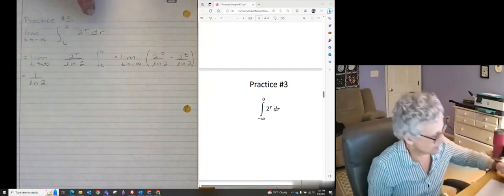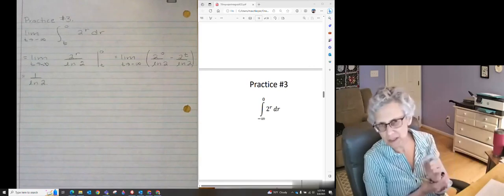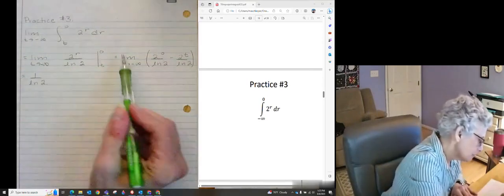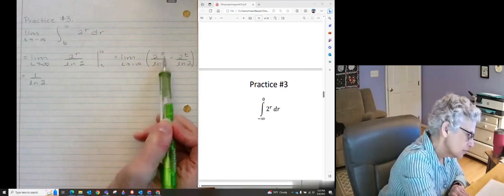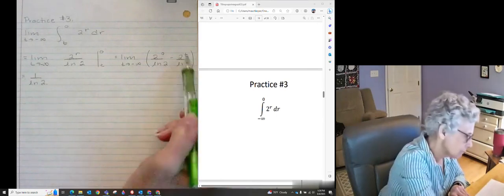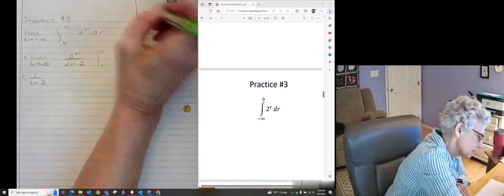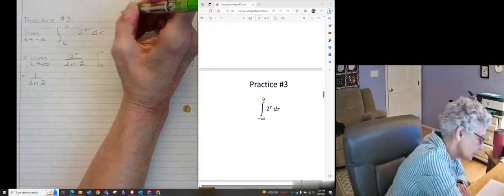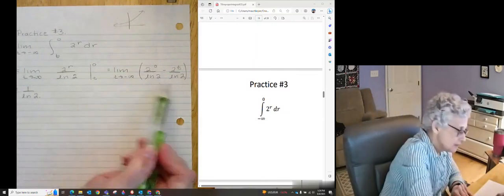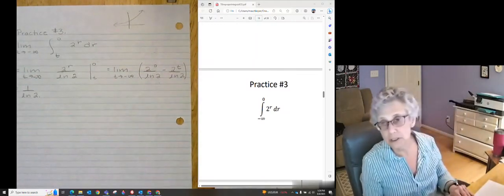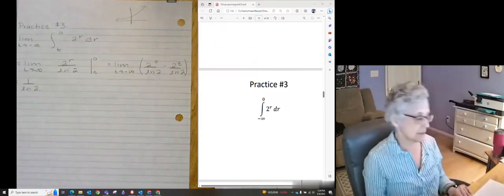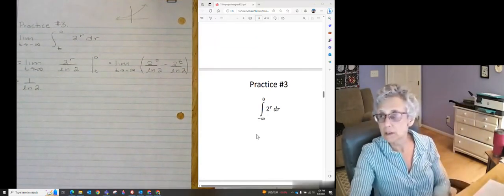It's just the exact same thing divided by the natural log of the base, just like the derivative would have been 2 to the r times the natural log of the base. And then we plug in 2 to the 0, which is equal to 1, so it's 1 over the natural log of 2. And 2 to the t looks pretty much like e to the t. So as t approaches negative infinity, 2 to the t approaches 0, and 0 over natural log of 2 is still 0, so we end up with just 1 over the natural log of 2.